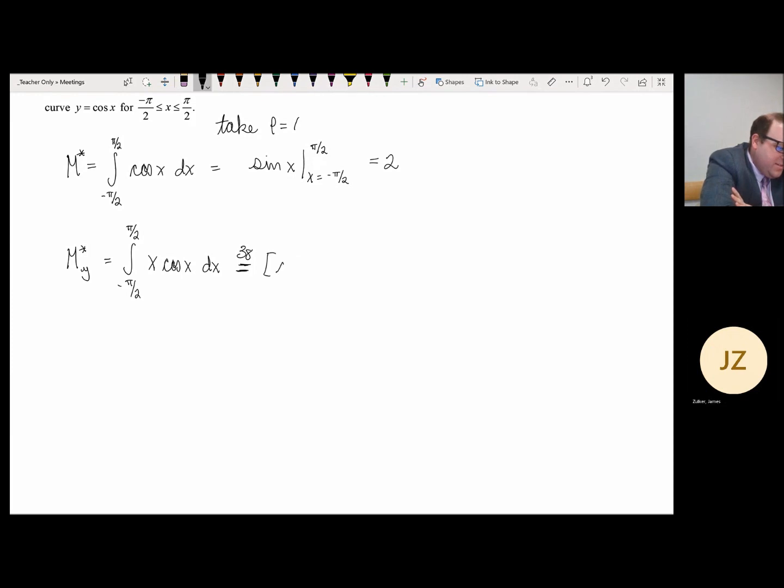It's cosine x. Cosine pi over 2 is 0. Cosine negative pi over 2 is 0. That's nice. Sine of pi over 2 is 1, so it's pi over 2. Sine of negative pi over 2 is negative 1 times negative pi over 2, which is pi over 2. You get pi over 2 minus pi over 2, which is 0.